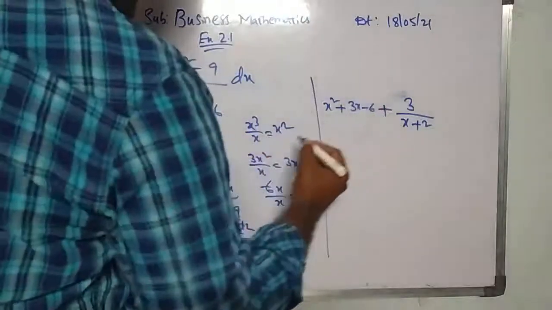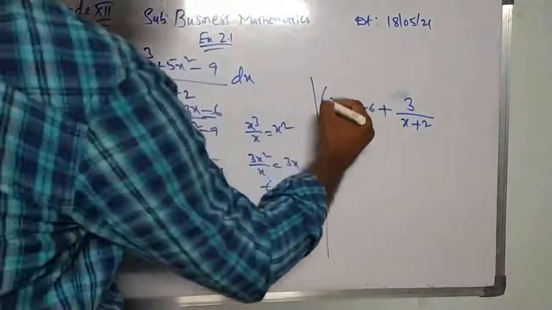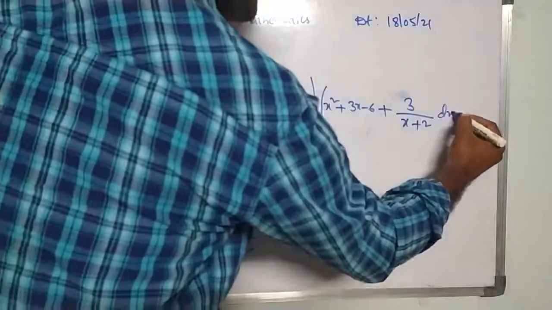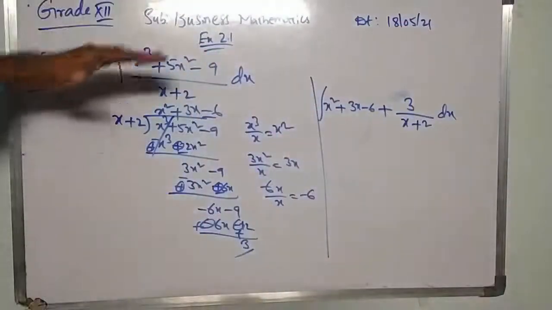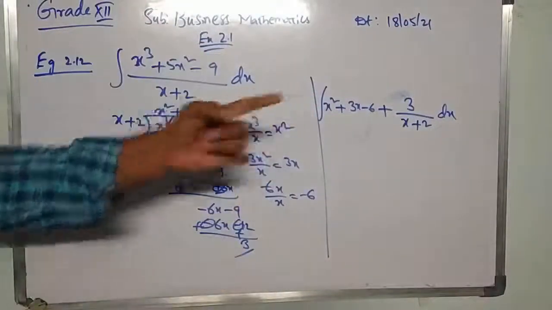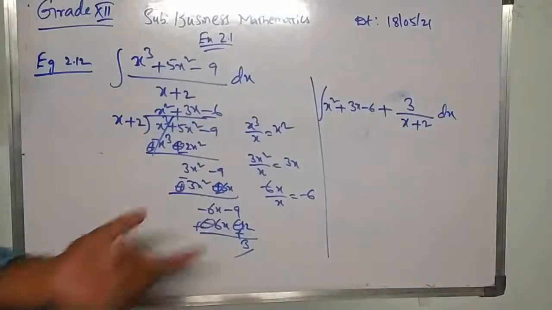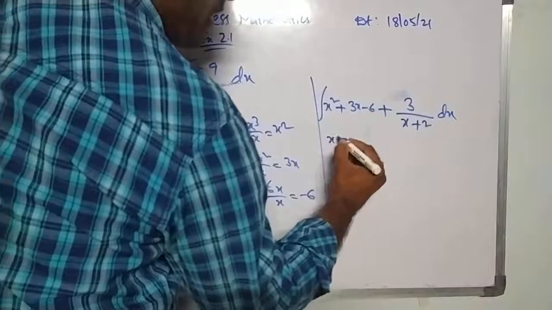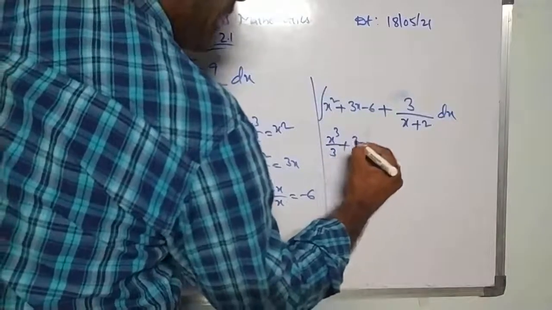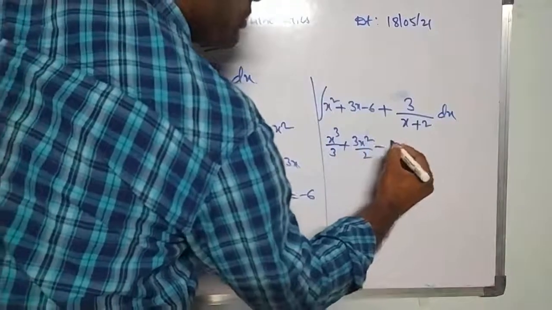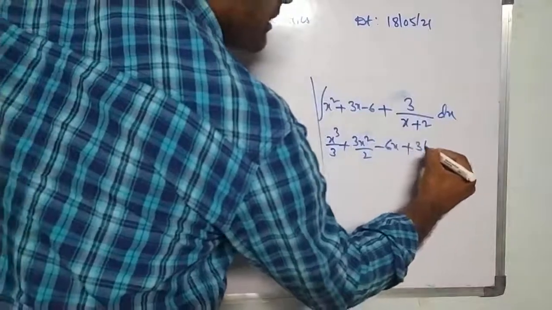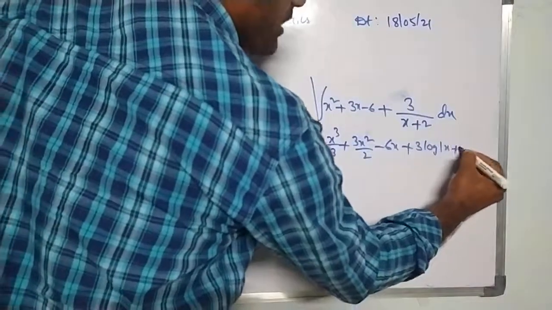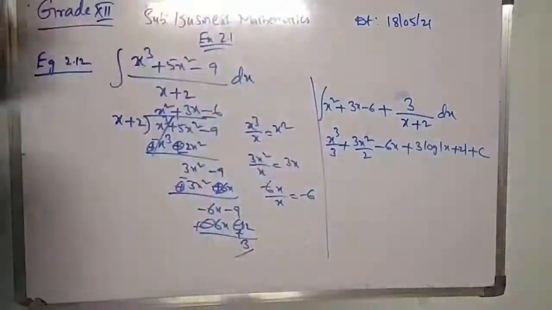Now if I am applying the integration only, we can write this as integration dx. If we don't know how to solve this, we can directly go with the division method, polynomial division. Now we will apply the integration here. What will it become? X cube by 3 plus 3x square by 2 minus 6x plus 3 log x plus 2, plus C, in a single step the answer will be given.